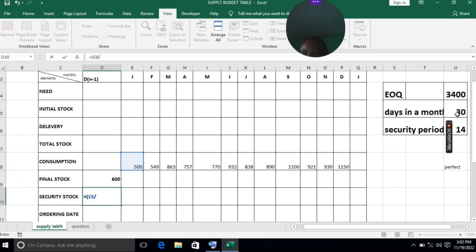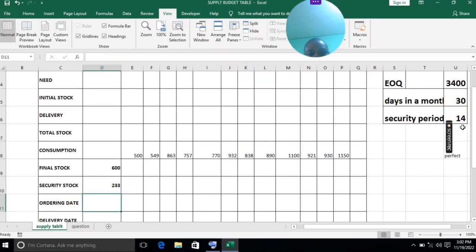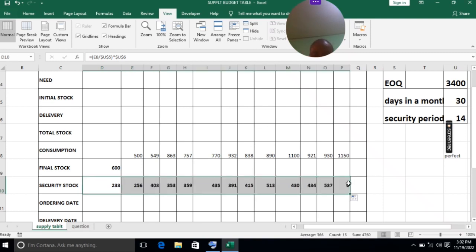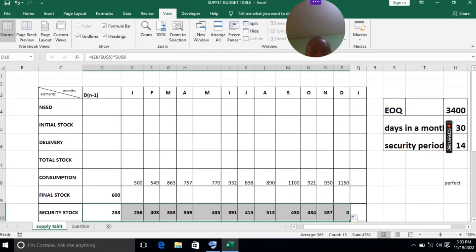I've input the 30 here so that I take a cell and reference it so that it does not change. Divided by 30, you hit F4, then you close the bracket, then you can now multiply it by 14, and the 14 is also here. You hit F4 so that it does not change when we are copying the formula. So we copy it right through to the right. Good. You discover that this is 0 here because there is no consumption for this period. So we can now determine our need.